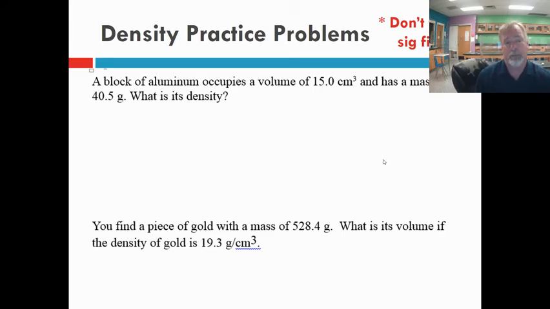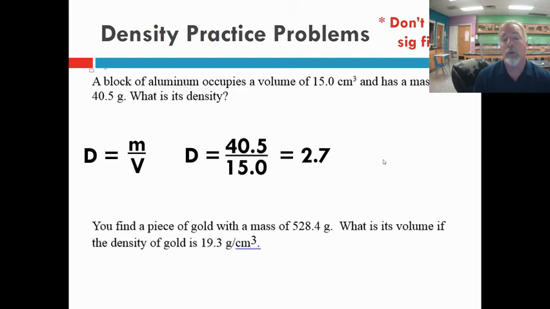What is its density? Well, hopefully, remember our little equation, D equals M over V. So let's just plug in our variables, 40.5 grams divided by 15.0 cubic centimeters. Our density is 2.7 grams per cubic centimeter. Okay. Don't forget to put your units at your answer.